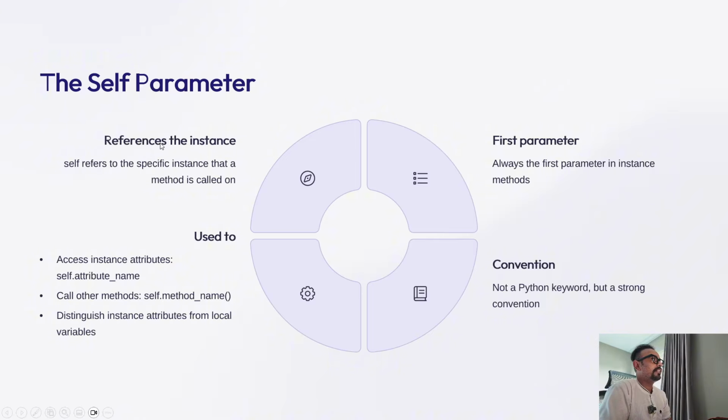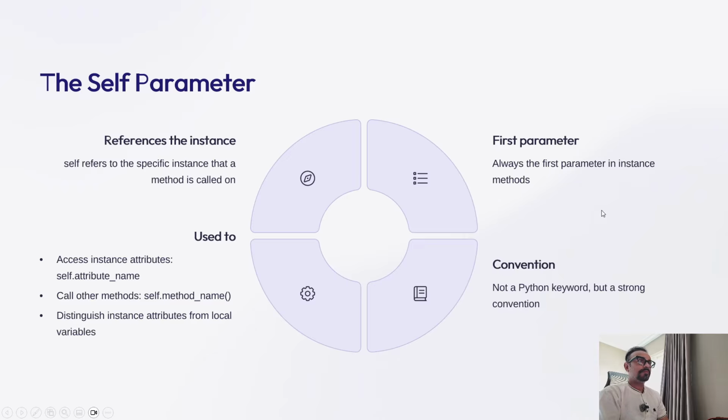So the self parameter references the instance by using the self keyword. It is used to access the instance attributes that we create. So whenever we use our constructor, in that we say self.attribute_name, right? So we are accessing the instance attribute that we are getting as an argument inside our constructor. The other way to call it is self.method_name. This is how you can call the methods which are defined in the class. This is also a way of calling or accessing a method inside a class.